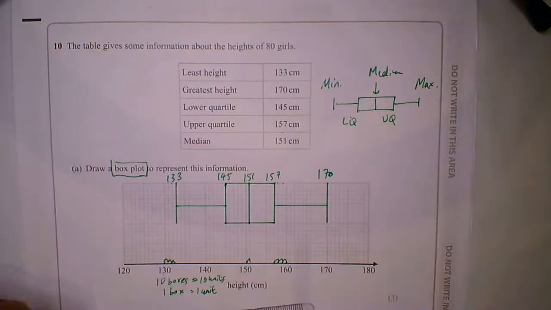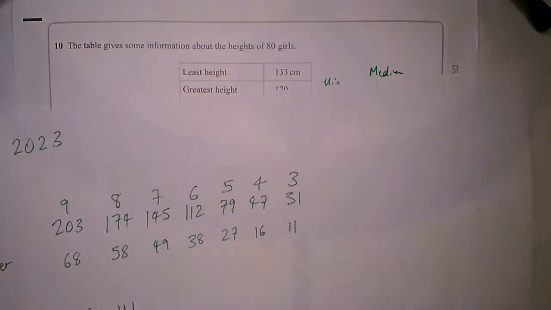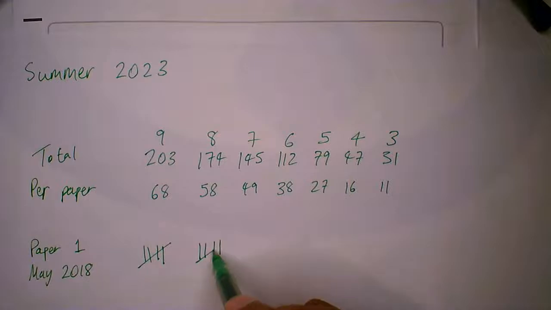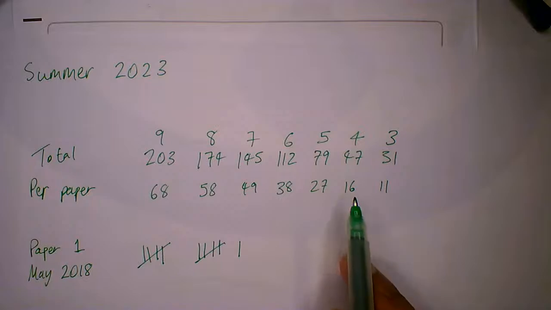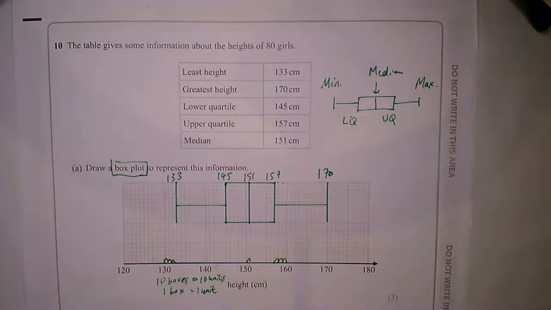3 more marks banked, so let's add that to the tally. 1, 2, 3. I now have 11 marks. I'm on my grade 3, so now I need to get to my grade 4. Another 5 more marks to get to my grade 4.